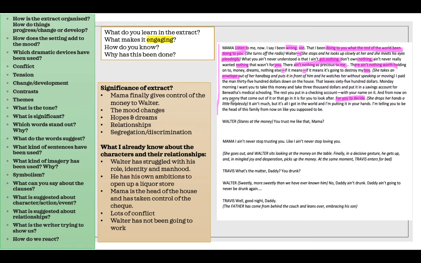And then we have, "she drops her hands a little helplessly." And this kind of reminds me of this word up here. So notice how I'm trying to always make links between the different aspects of the extract that I'm annotating. So she drops her hands a little helplessly. So think about why this word has been used. Why does she drop her hands helplessly? Because this is all that she can do. This is everything that she has.